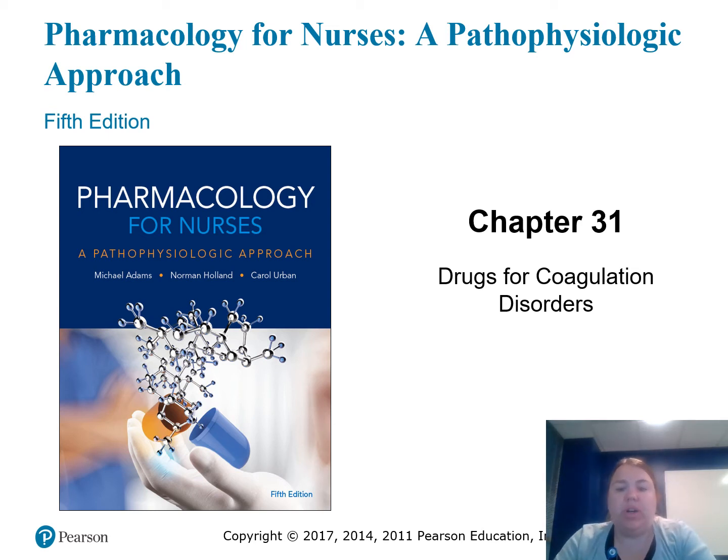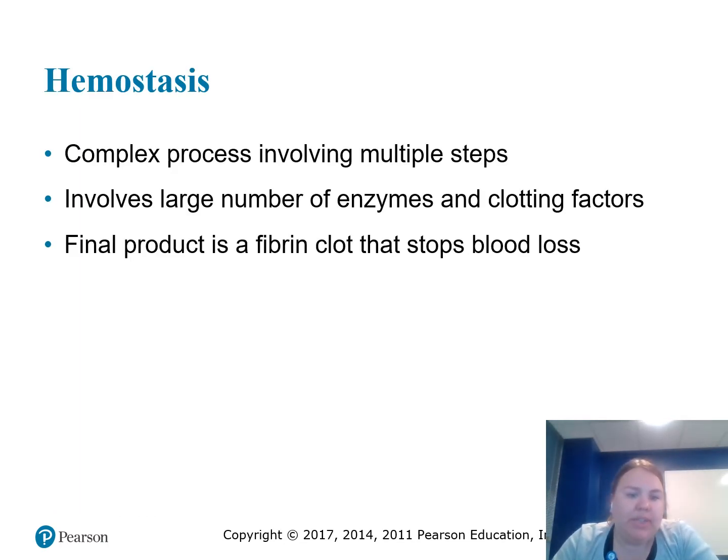Chapter 31, Drugs for Coagulation. So in this PowerPoint, we're going to be talking about the different coagulation drugs and what's happening in the coagulation cascade. So hemostasis involves a large number of enzymes and clotting factors. The final product is a fibrin clot that helps stop the blood loss.